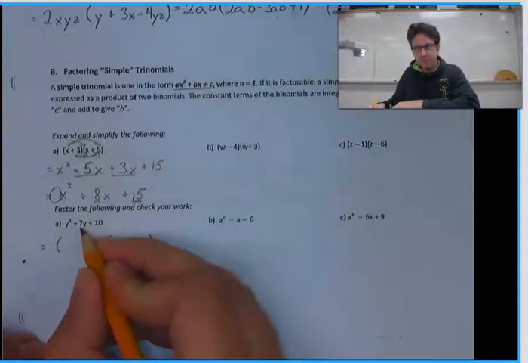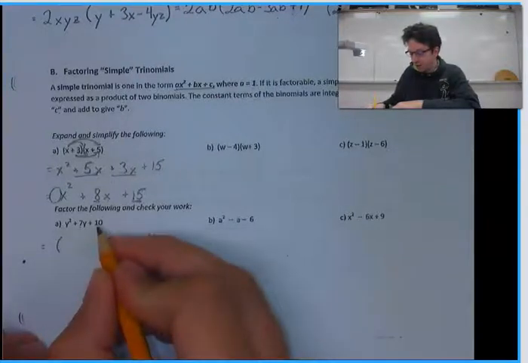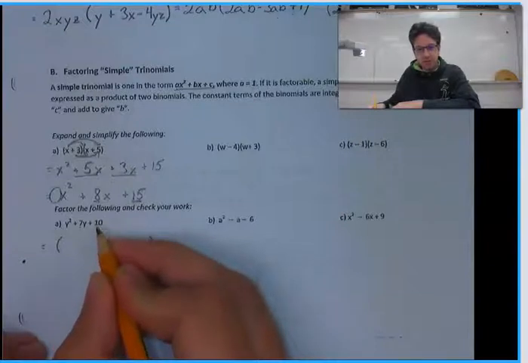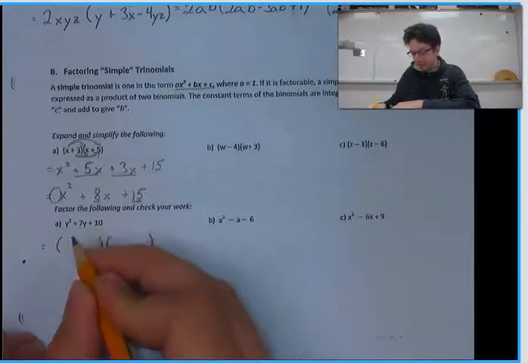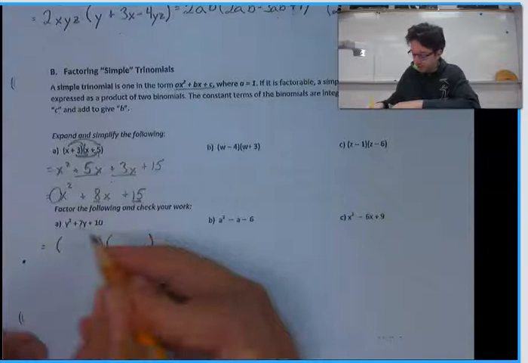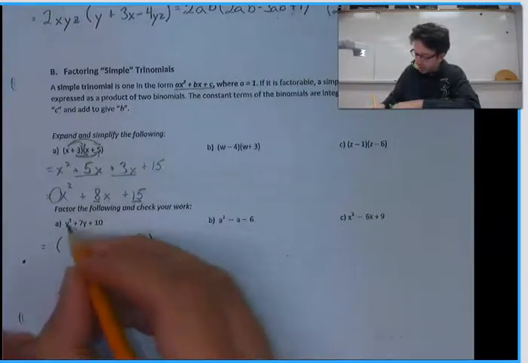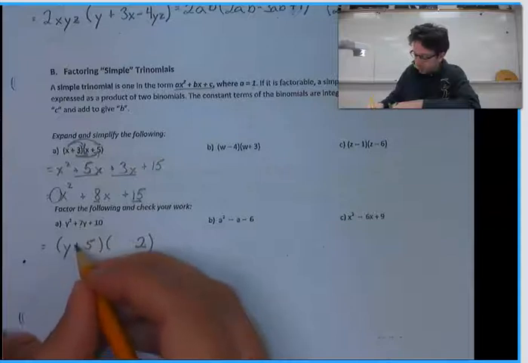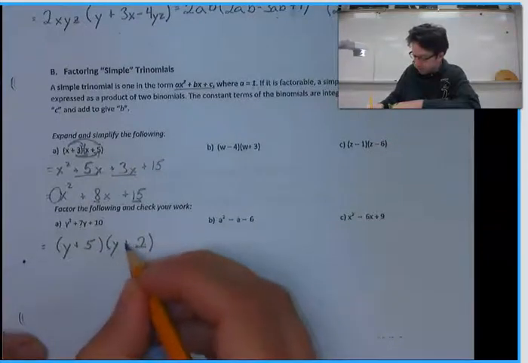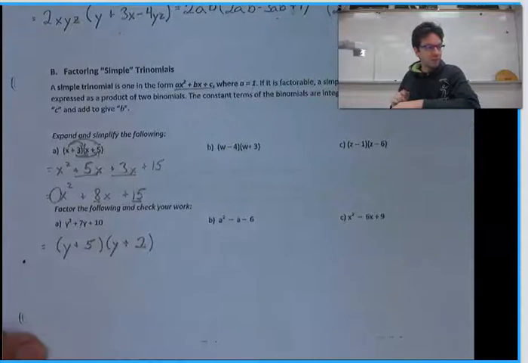Well, 10 and 1 would give you 11, so no. How about 5 and 2? 5 and 2 multiply to give you 10, and they also add to give you 7, so that actually works. So we're going to put a 5 and a 2 here, and then we'll put our variable out in front there. So that's how you would factor a simple trinomial.